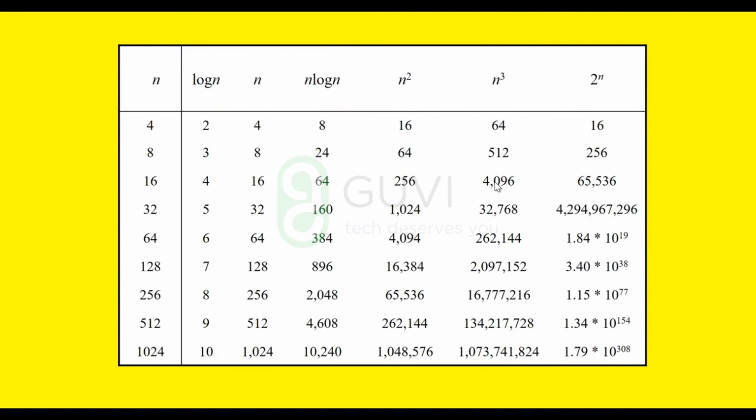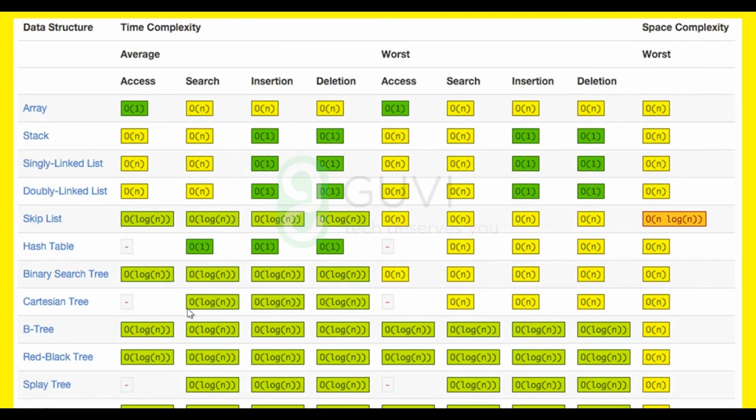This chart simply shows what the impact of input is. For example, if you see n is 1024, for log n it's only 10 searches, whereas for 2 power n it's like 10 to the power of 308 times. Let's assume 1 is equal to 1 second, so it is like 10 to the power 308 seconds. And this chart I took from the net. This is one of the good charts which you can paste on your shelf, and this would be very useful while designing or writing code, or even appearing for an interview.